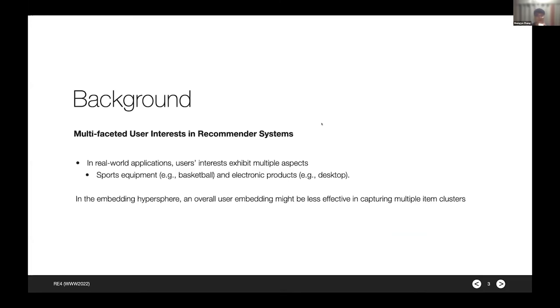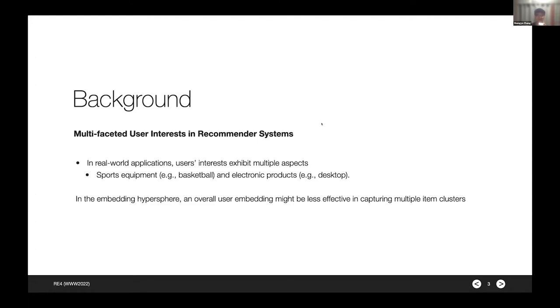Firstly, in real-world recommender systems, the user interest is usually multi-aspect. For example, on an e-commerce platform, one user may like sports equipment, and he may also like some electronic products such as desktop computers. In the embedding hypersphere, the multi-aspect items might be quite distant from each other.